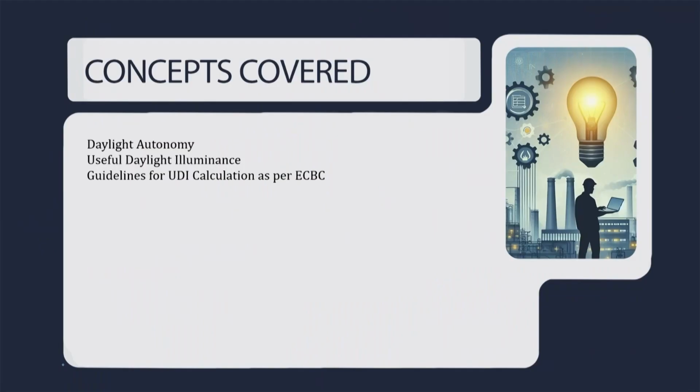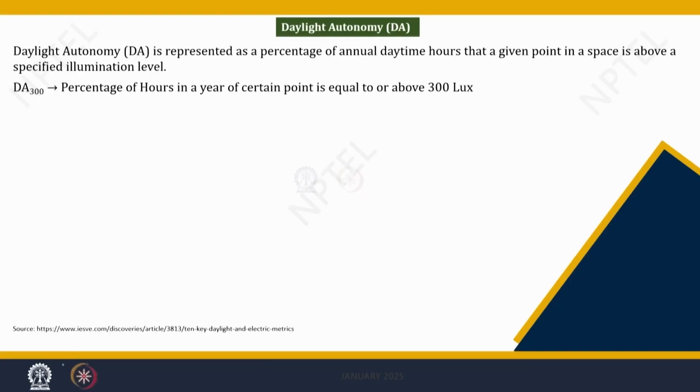If you remember, in the last lecture number 19, we discussed daylighting, and mostly we discussed the daylight factor. Now we will take the daylight factor to the daylight autonomy and the useful daylight illuminance, and how this UDI, the useful daylight illuminance, is calculated as per the ECBC, we will see in this particular lecture. So, first of all, the daylight autonomy, DA.